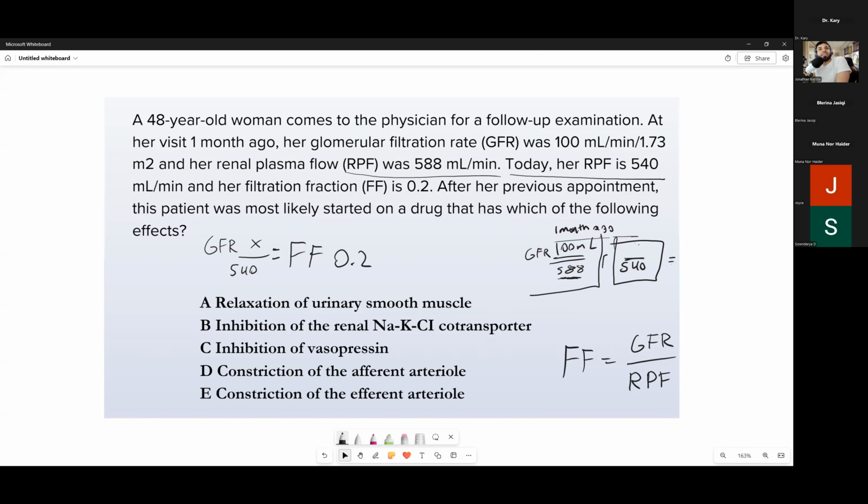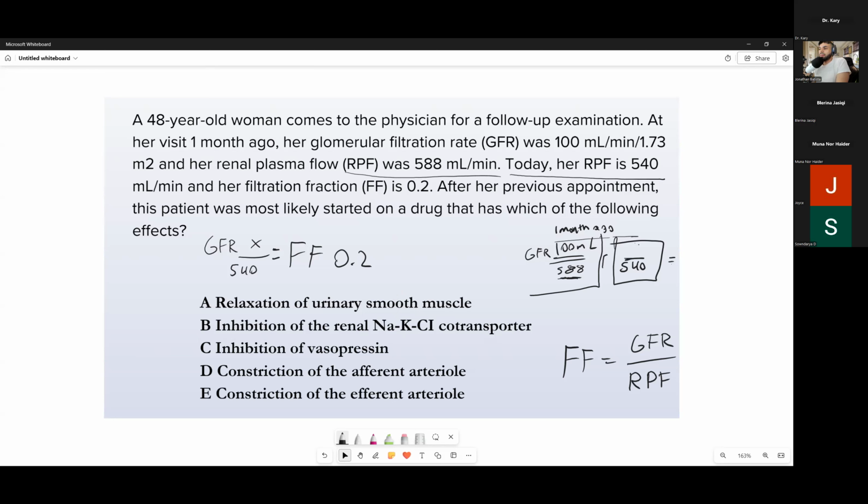They want you to draw a conclusion based on the numbers that you're getting. You just gave us the very important equation. So I would calculate the filtration fraction for her first visit, and that would be 0.17. Today her filtration fraction is 0.2. So now after taking the drug, her filtration fraction has gone up.